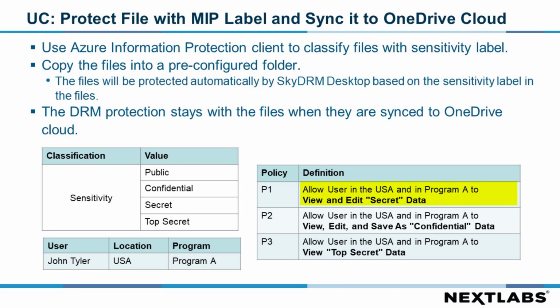Policy 1. Allow user in USA and in Program A to view and edit secret data. Policy 2. Allow user in USA and in Program A to view, edit, and save as confidential data. Policy 3. Allow user in USA and in Program A to view top secret data.